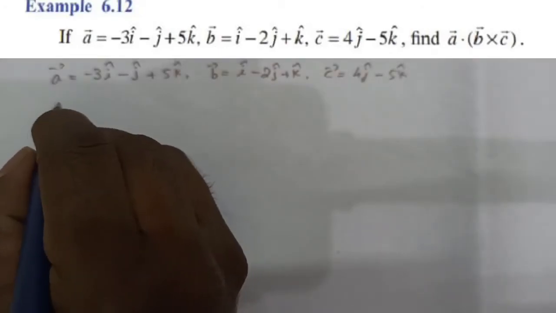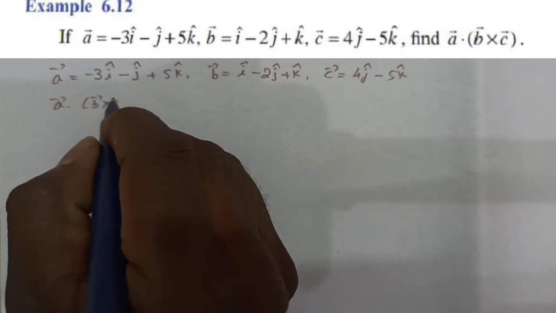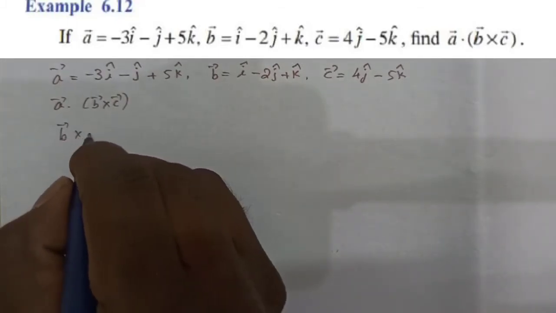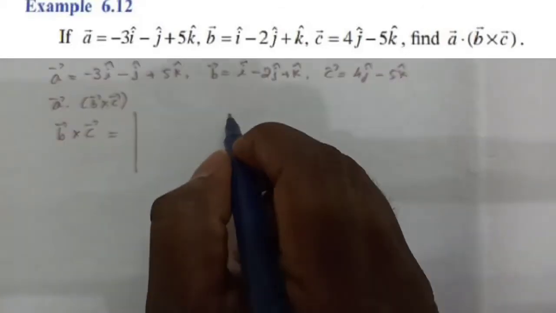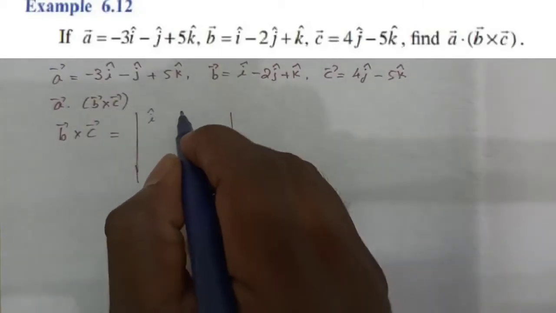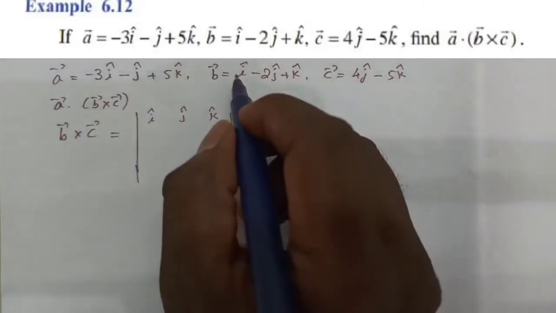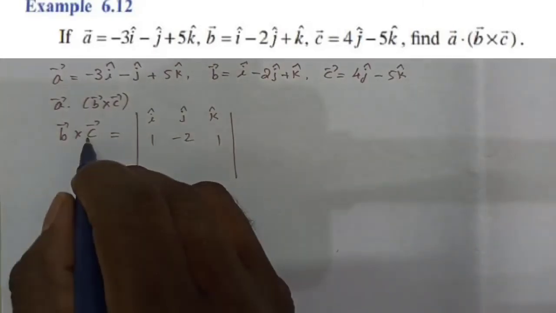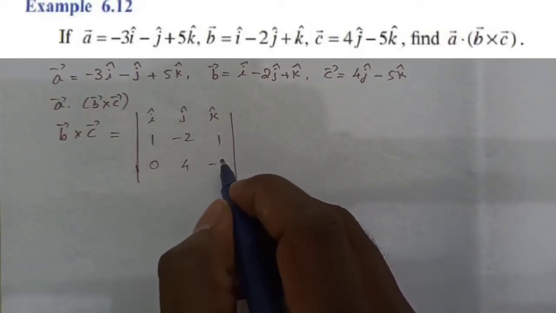Okay, to find A vector dot B vector cross C vector, first let us find B vector cross C vector. The cross product is nothing but the determinant of the values i cap, j cap, k cap. Next row, the coefficients of B vector: 1, -2, 1. Next, C: 0, 4, -5.